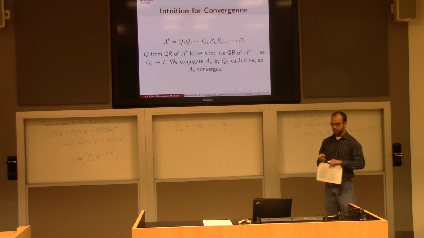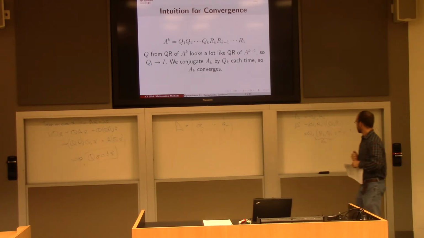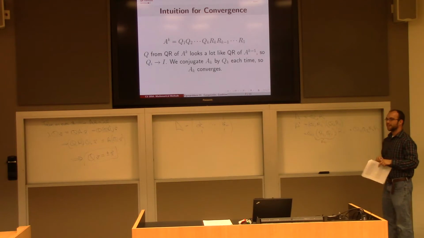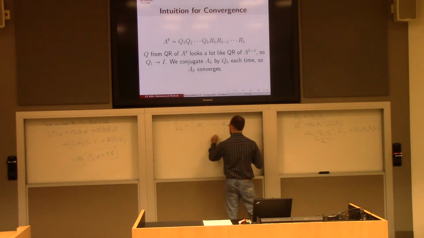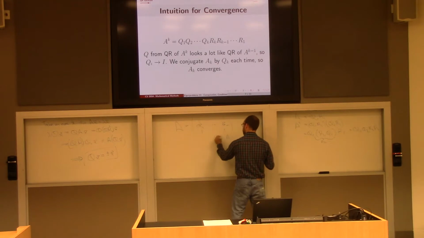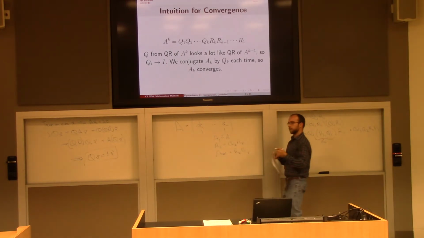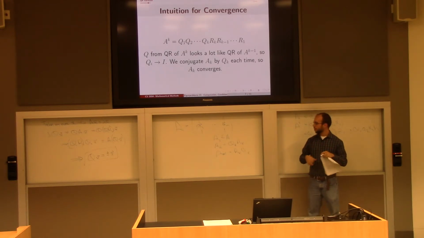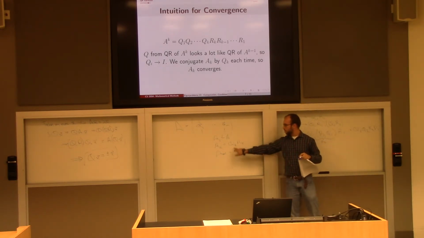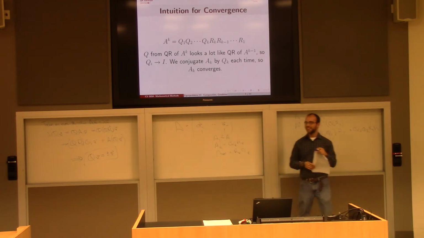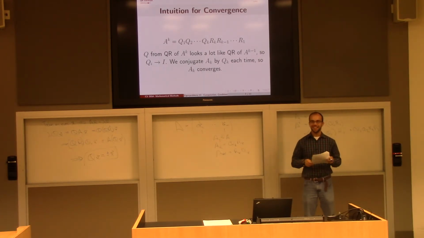Our iterative scheme, remember, is A1 equals A. Then A_k we factor as Q_k R_k, and then A_(k+1) is equal to R_k Q_k. So effectively our algorithm is: factor QR, replace it with RQ, and iterate. Super simple algorithm. I really like this algorithm.